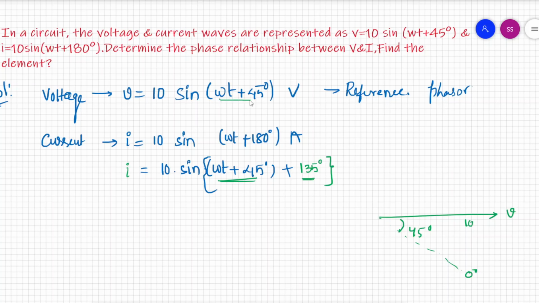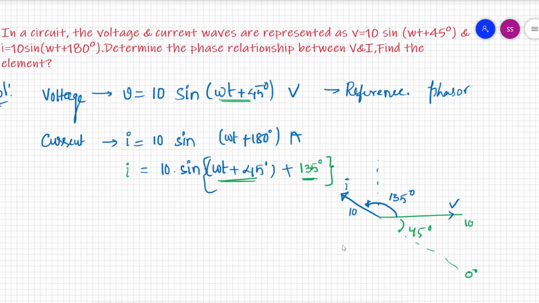So this angle and this angle are same. After this angle, the current is leading by 135 degrees. So from voltage to current, there is an angle of 135 degrees. So this is the current phasor having magnitude of 10. Let us assume this as voltage because it is very lengthy.